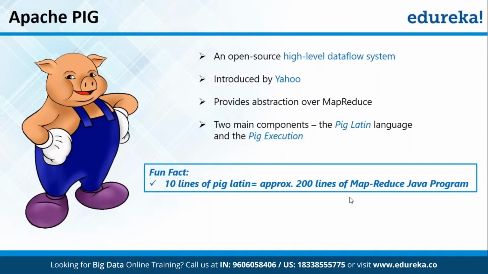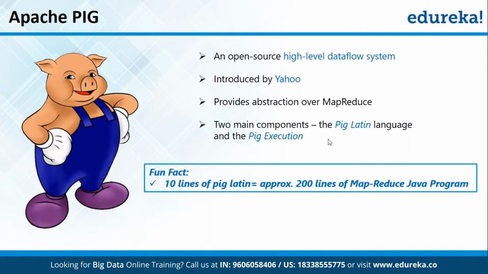So just a fun fact for you guys. Approximately 10 lines of Pig Latin is equal to 200 lines of MapReduce code. So this is the difference. If you have to perform a particular task in MapReduce, you are writing 200 lines, whereas the same task can be done in 10 lines or less. Basically, Pig has got two components. One is the Pig Latin language using which you can write simple queries, and second is the Pig execution engine which converts your Pig queries into Apache MapReduce.